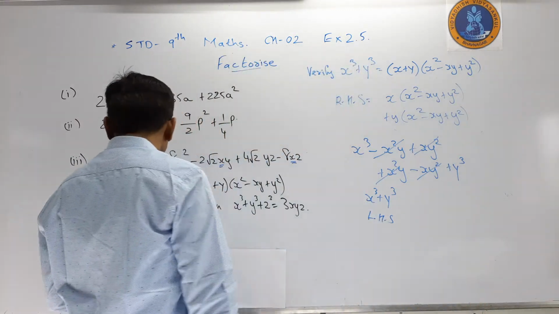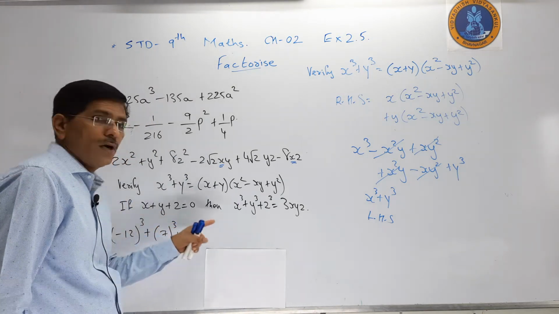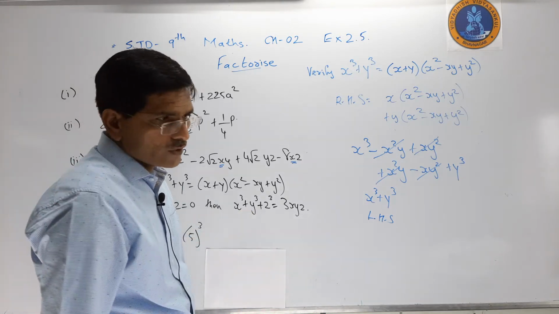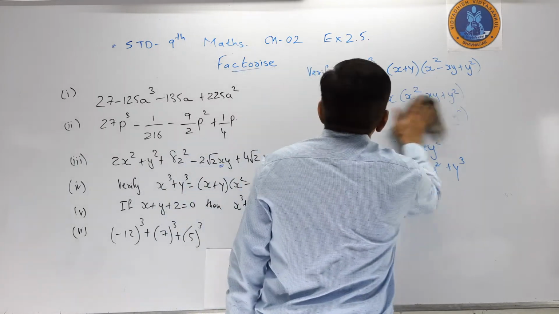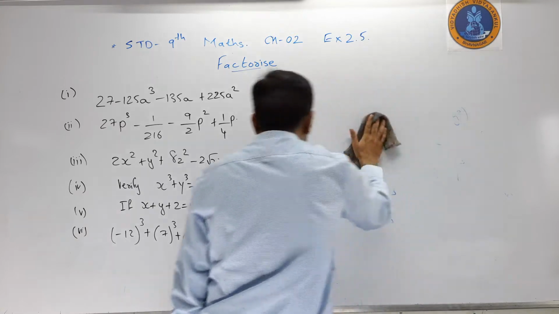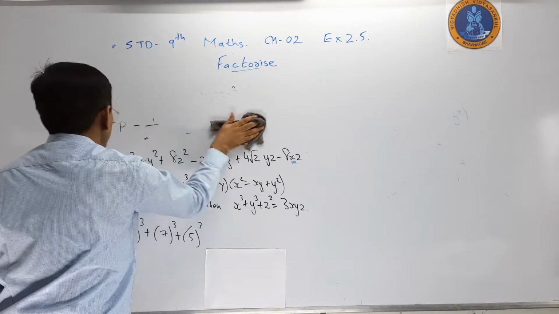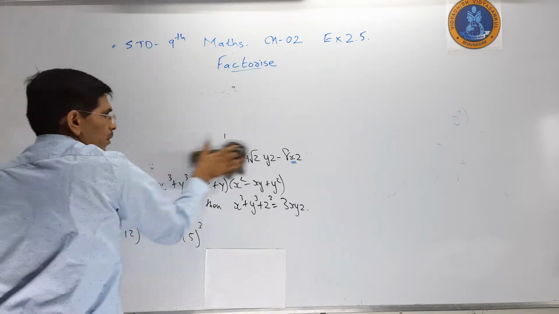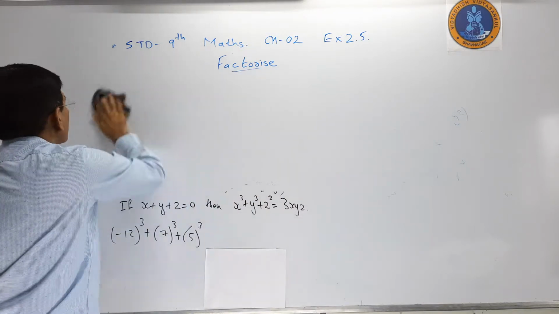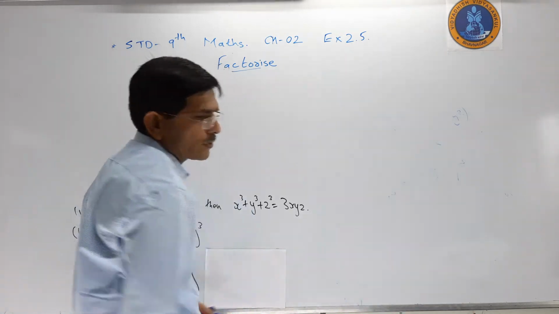Now, if x plus y plus z is equal to 0, then x cube plus y cube plus z cube is equal to 3xyz. That is important for us, that we have to show. First of all we have to remember the identity, that is x cube plus y cube plus z cube minus 3xyz. Then we can know properly. Mostly the identity that we have to use is important.